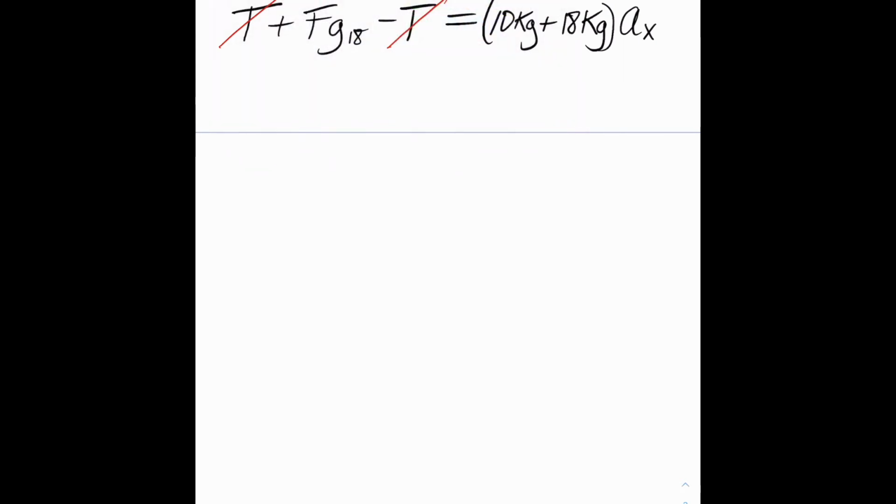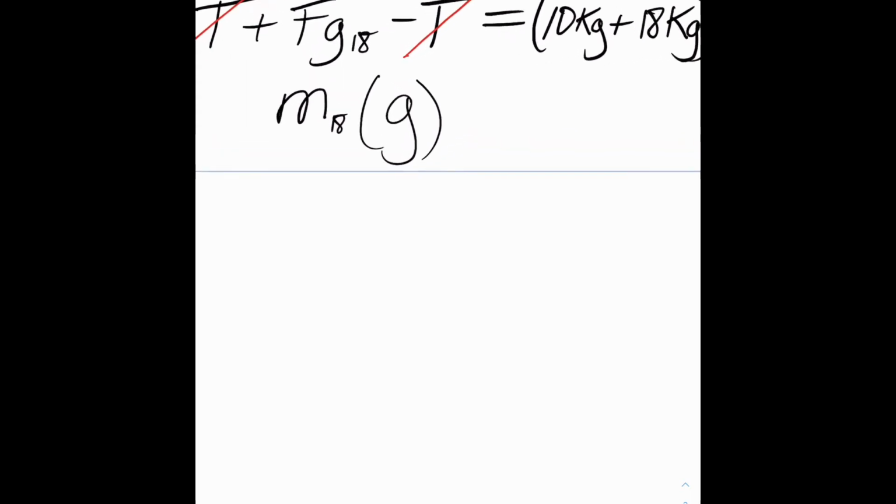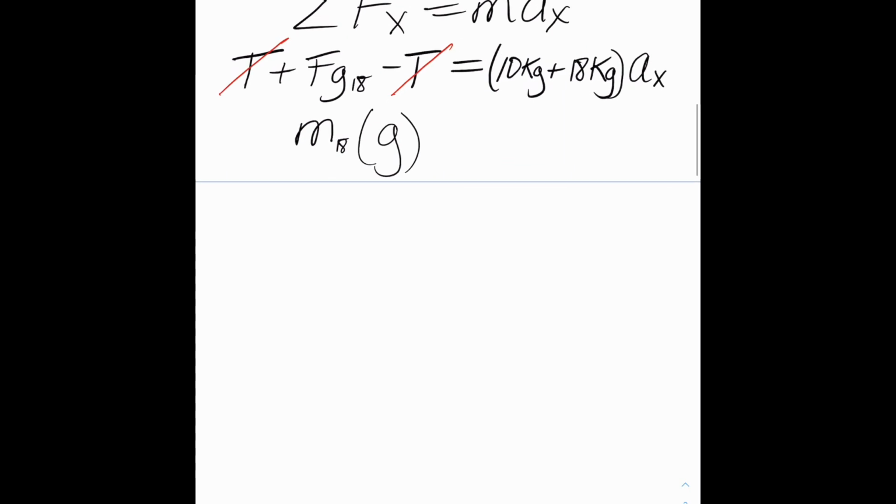FG18 is obviously going to be mg, but what might not be obvious is it is just the mass of the 18 block times baby g. Also, baby g isn't negative because we already applied the sign on FG18 up above. It's positive, represented by the plus sign right next to it. So I do not reapply a sign here on g. And even though the system is both blocks, FG18 is only the weight of the 18 block.